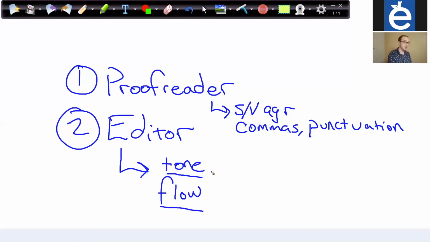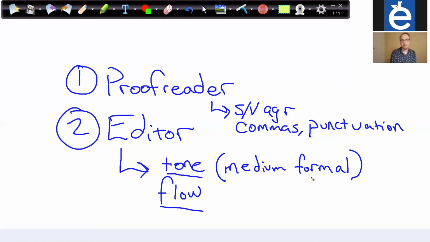A note on tone here, the SAT passages are all going to be what's called a medium formal tone. So the formal implies that these words are not going to sound like everyday speech. They're not going to sound like slang. They are going to be a little fancier.